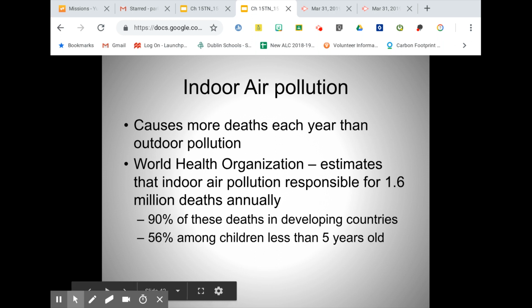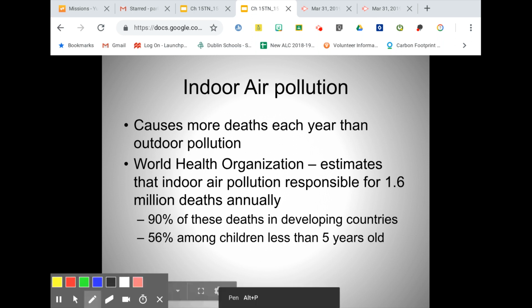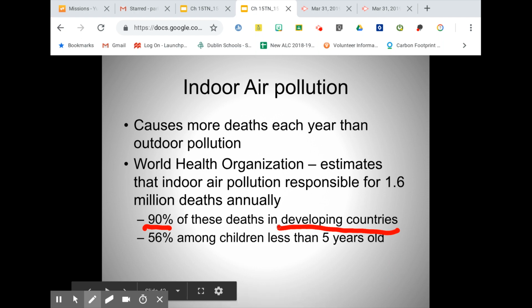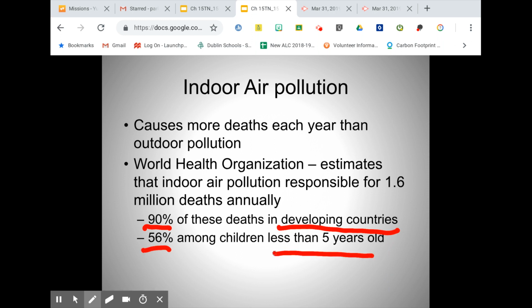All right, so we want to talk about indoor air pollution. That's the last topic for this chapter. And believe it or not, indoor air pollution causes more deaths than outdoor air pollution. And if you'll notice, probably not a surprise, but this is more so in developing countries than it is in developed countries. Most of those kids are less than 5 years old.